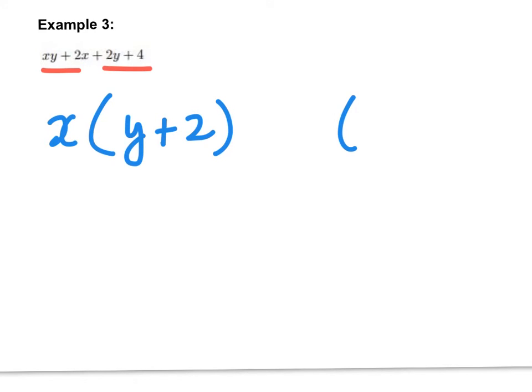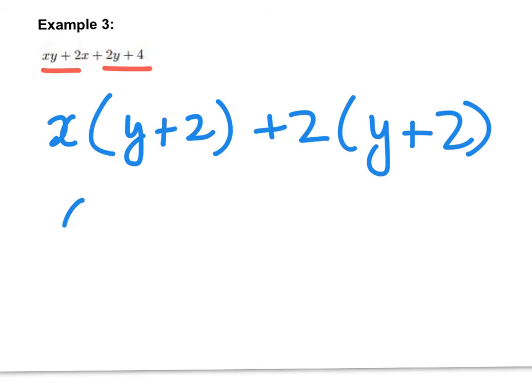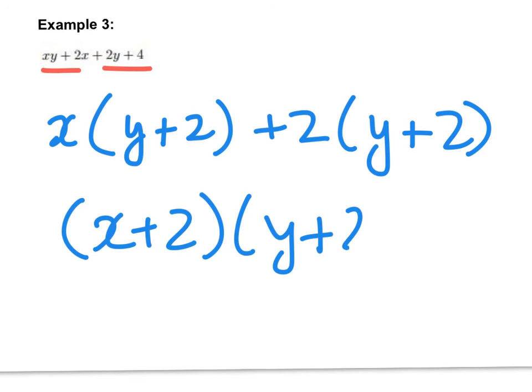Then the y plus 2 automatically goes to the other side. Now, what do I multiply y plus 2 by to get 2y plus 4? 2. So my factors are x plus 2 and y plus 2. Alright?